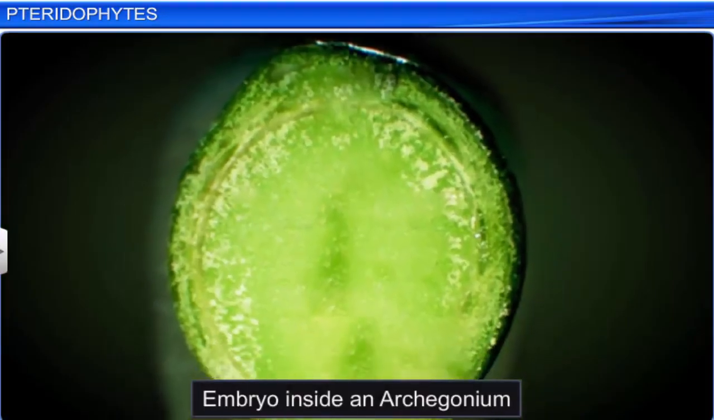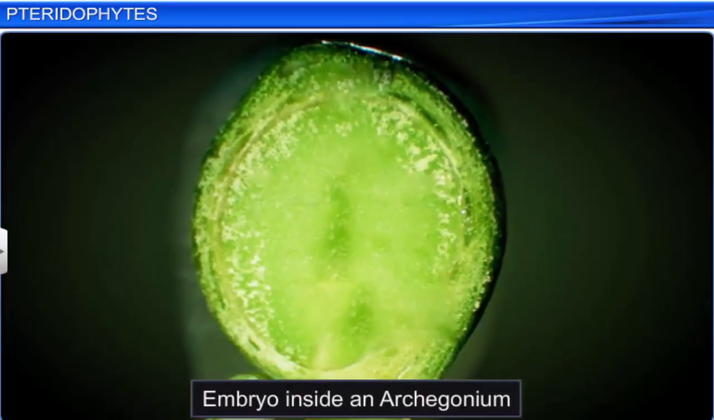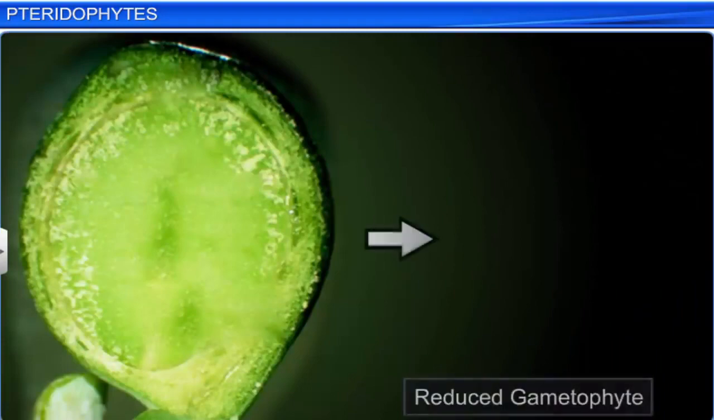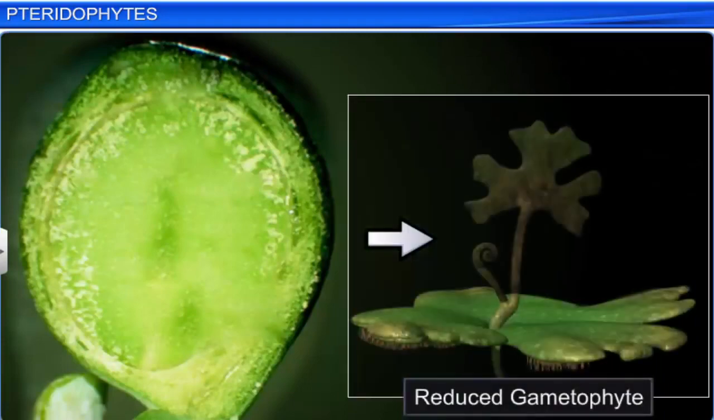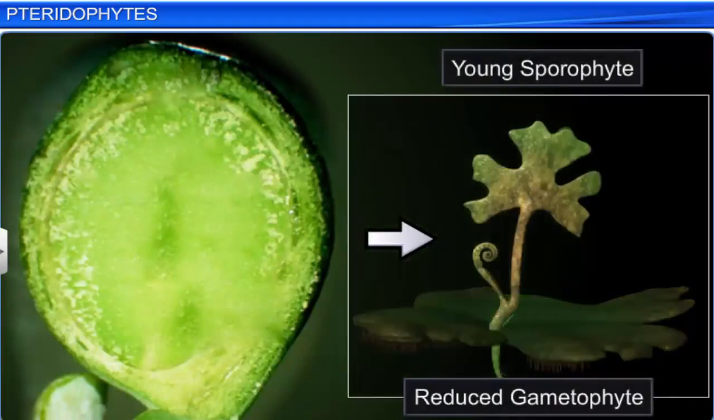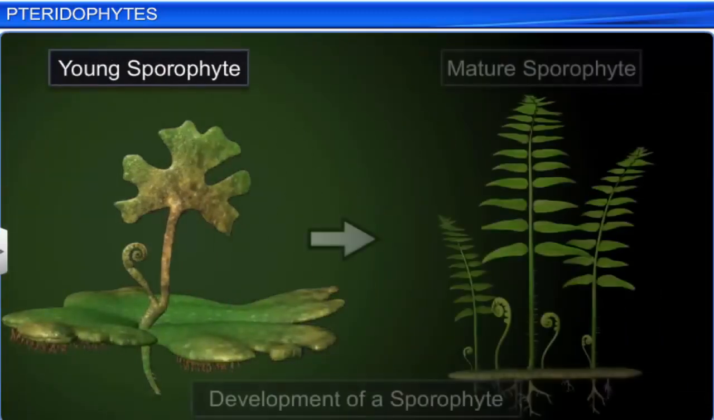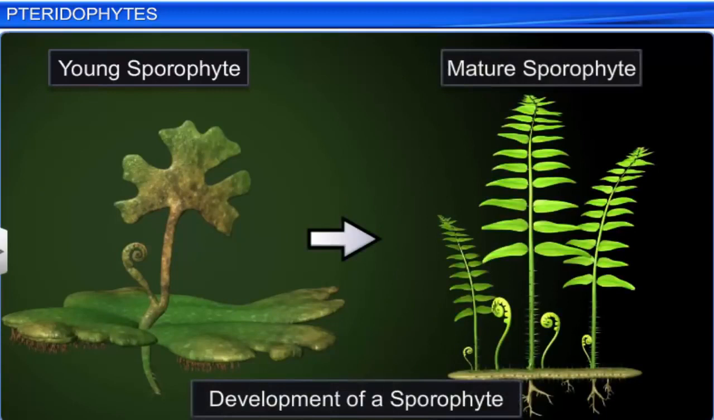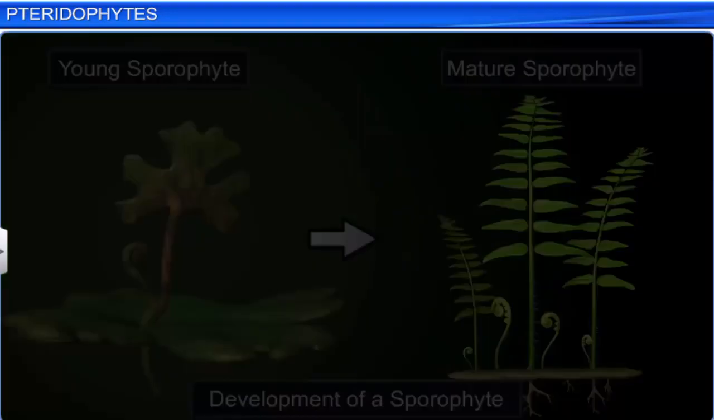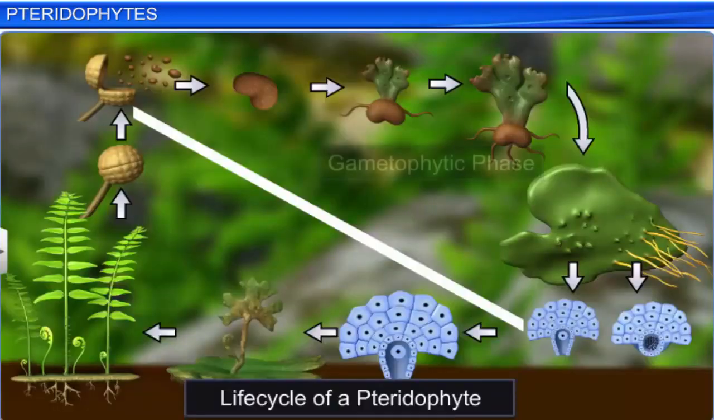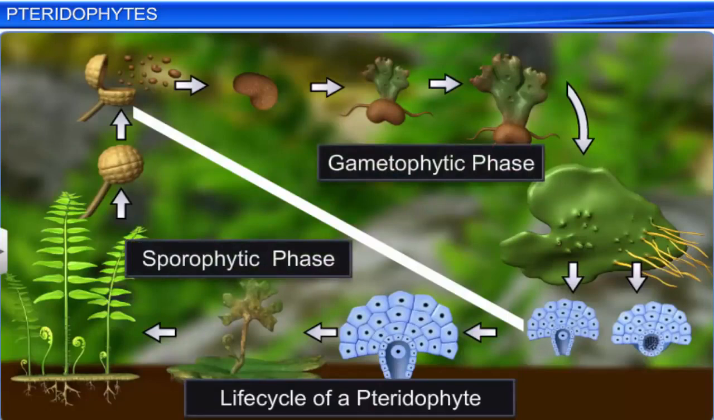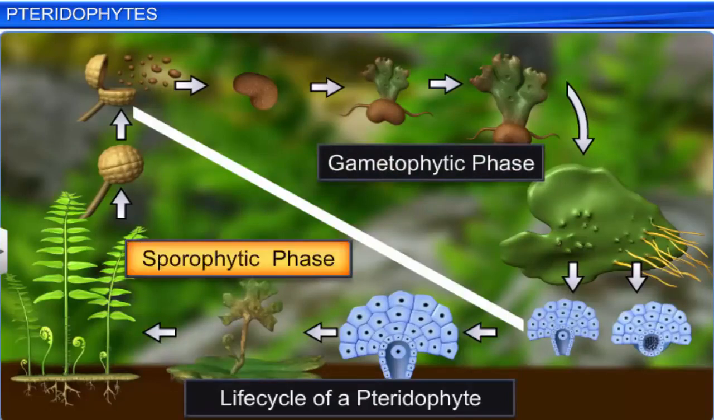This zygote develops into a young embryo, which further develops into a multicellular and well-differentiated young sporophyte, and ultimately into a mature sporophyte. This completes the life cycle of a pteridophyte, which is divided into the gametophytic phase and the sporophytic phase, the most dominant phase.